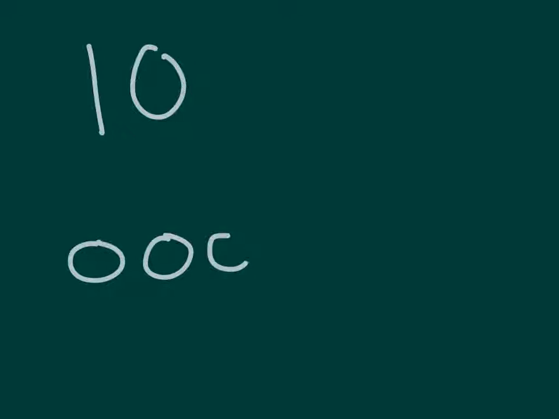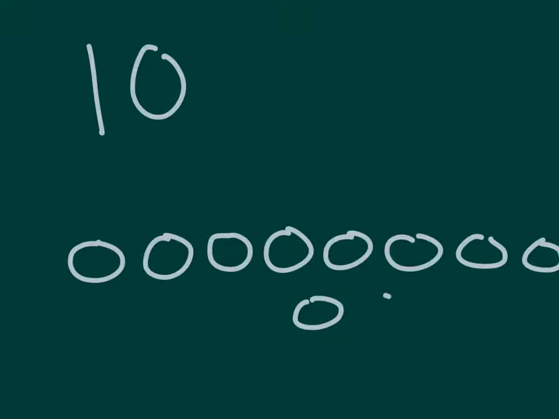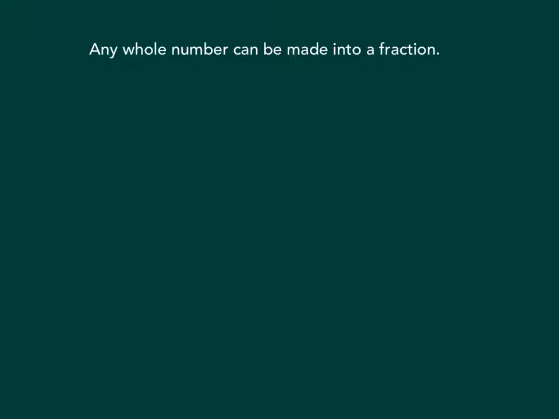Now let's practice turning whole numbers into fractions. Let's try this with the number 10. If we draw the number 10, we have 10 circles. If each circle is only made of one part, then we know the fraction for 10 is 10 over 1. Therefore, any whole number can be made into a fraction.